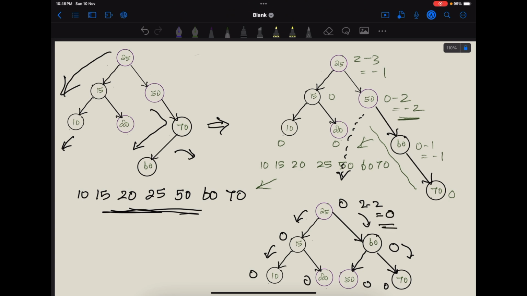So this is the way the AVL tree works. There are 4 rotations: left rotation, right side rotation, left right, and right left. These are the rotations that take place in the AVL tree. Whenever we insert a node, you have to check the balance factor. If the balance factor exceeds the limit of 0, -1 and 1, you have to do the rotations.